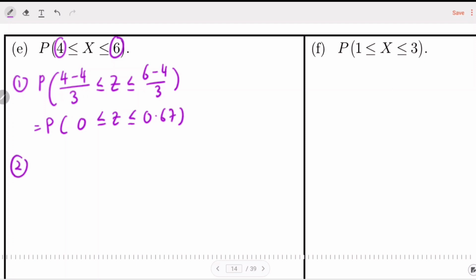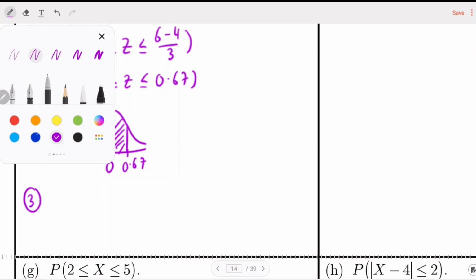Second step, bell shape. 0 in the middle, 0.67 on the right side. So from 0 to 0.67 in between. Right? Third step, we need to identify whether we need to put 1 minus or not.